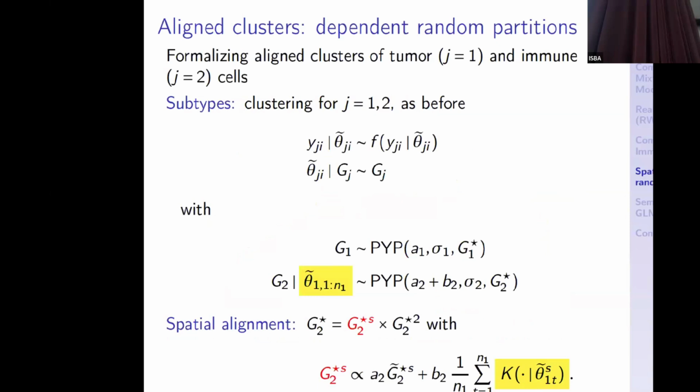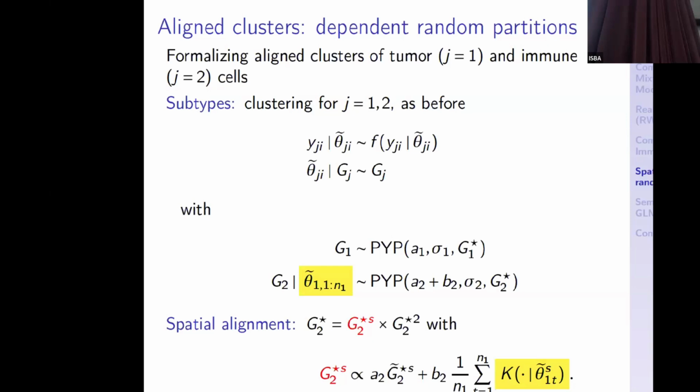Again, we are proceeding exactly the same way as before. We are setting up 2 common atoms mixture models. The only thing that is different now is that in our prior for the 2 mixing measures, we set up the prior in such a way that the 2 yellow coordinates, the spatial coordinates of the immune cell clusters, should be allowed to be spatially correlated with the tumor cell clusters. Allowed means there might very well be immune cell types that are not co-located with tumor cell types, but they could be. And that's exactly what you see now here.